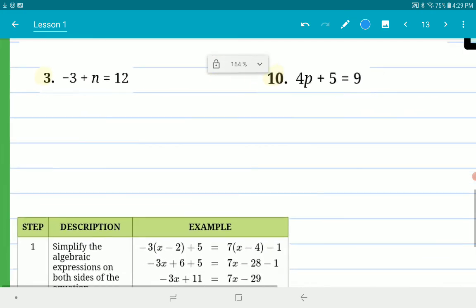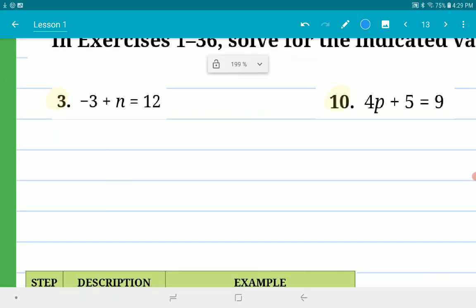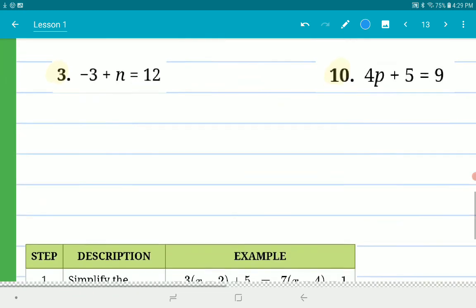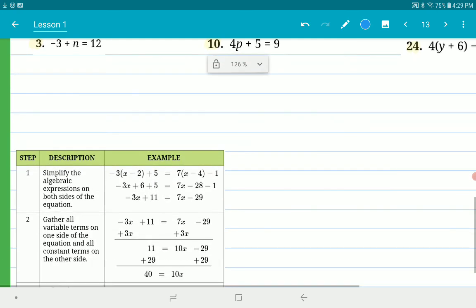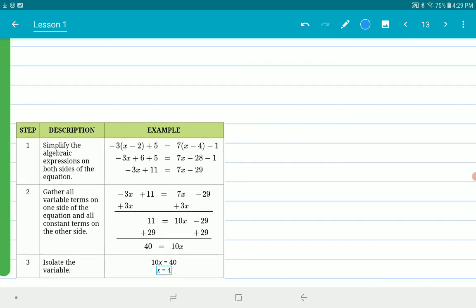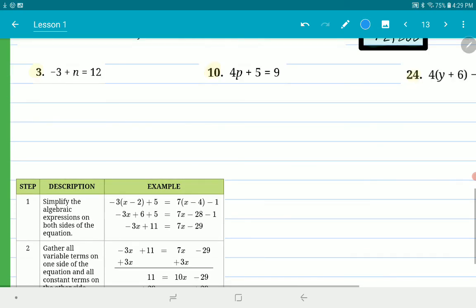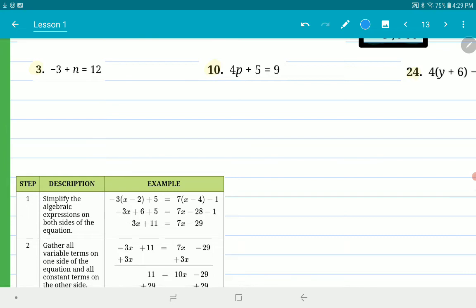So the first one, number 3. Before we do that, let's look at these steps down here. We're going to follow these steps. They are a little general. Simplify the algebraic expression on both sides of the equation. Gather all the variables on the left and all the constants on the right. And then get that variable all by itself. Number 3 is already in that simplified form. So I just want to gather all the variables on the left and the constants on the right.